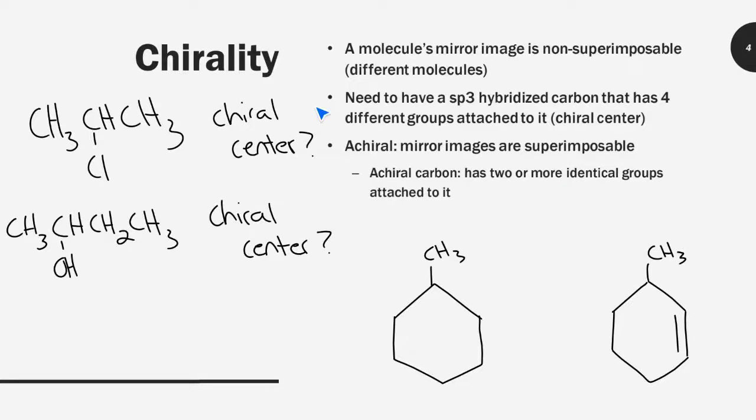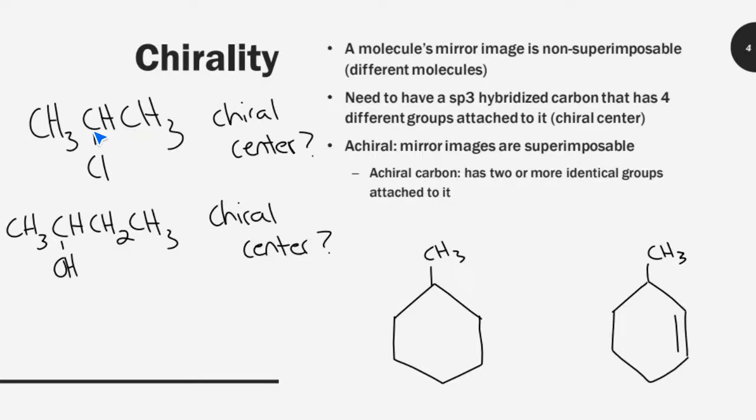Okay, so a few examples. You had to do this on the homework: just pick out the chiral center. On this molecule, I can check: this carbon has 3 hydrogens on it, that's not a chiral center. This one has 3 hydrogens on it, not a chiral center.